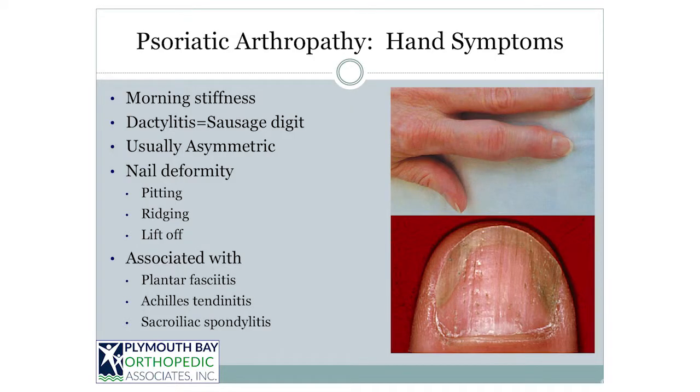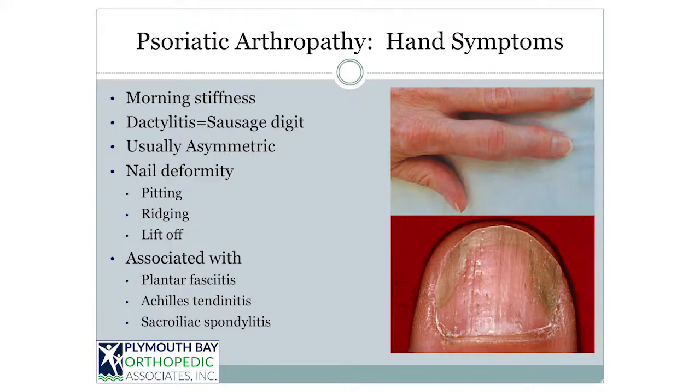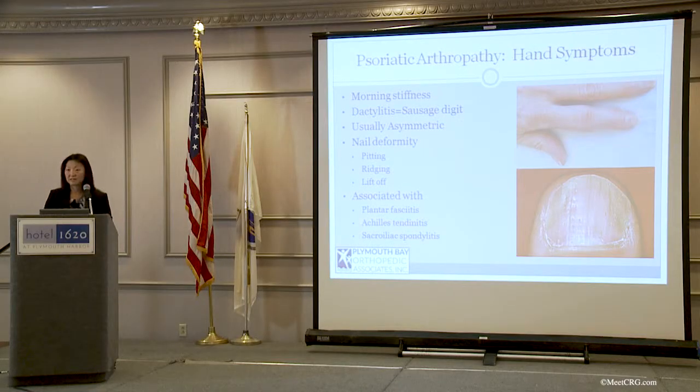In addition, you'll get nail deformities where you see pitting and discoloration. Sometimes the nails will lift up. This looks very similar to a fungal infection, but this is from the psoriasis. There's really no treatment for that nail deformity either. It's always going to be there. Psoriasis itself is also associated with plantar fasciitis, Achilles tendonitis, and sacroiliac spondylitis. So these patients with psoriasis will have the skin plaques and the hand pain, but they also have ankle pain, foot pain, as well as back pain.